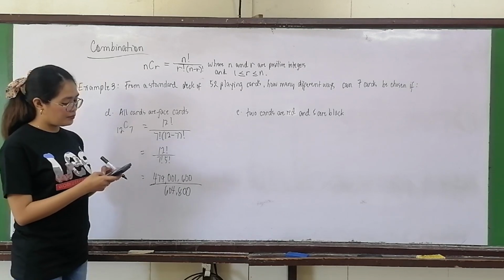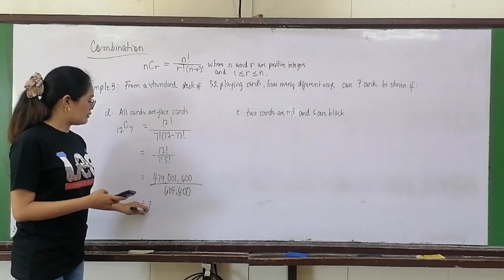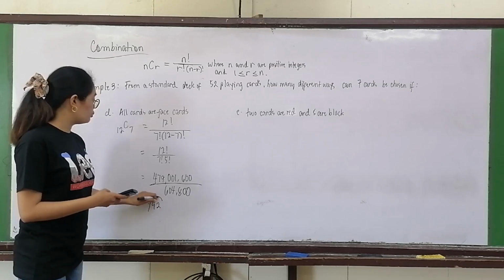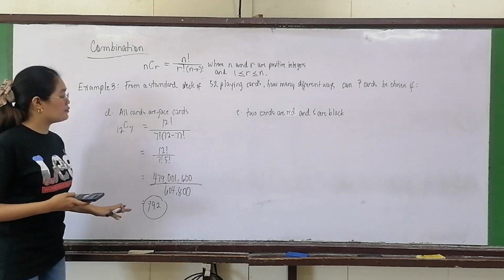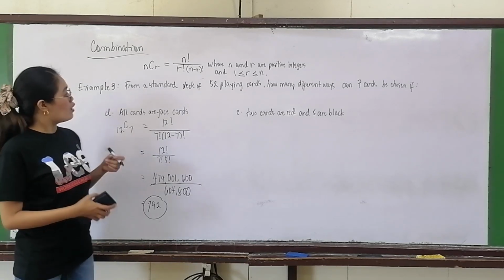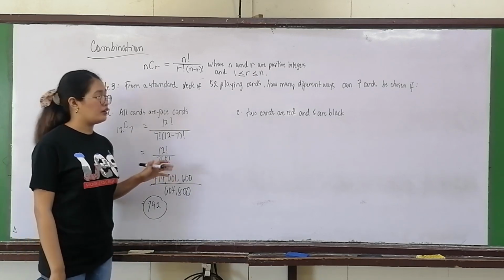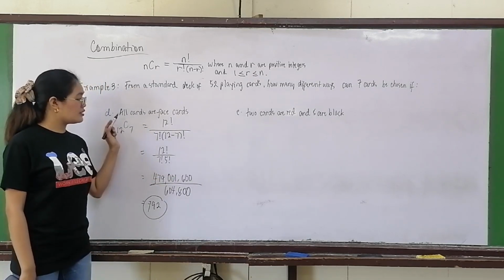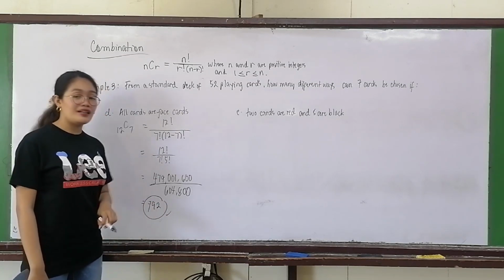479,001,600 divided by 604,800 is 792. So let's check. Okay, we have 792 ways of choosing 7 cards from a deck of 52 playing cards, such that all these 7 cards are face cards. This is our answer. That's 792.